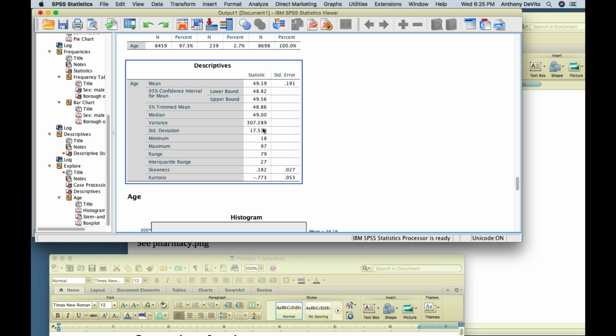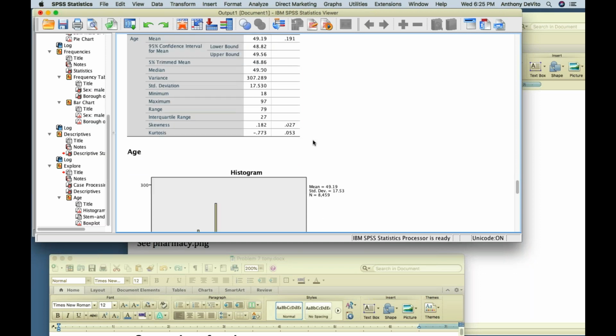Variance, we saw calculated standard deviation before. The minimum was 18, 97 is the maximum. We have the range there. Now look, we have something that tells us the interquartile range. We're going to discuss that in a second, so I won't make a big deal about that right now. But we know that's the middle 50%, the range of ages that represent the middle half of the population, the 25th percentile to the 75th percentile.